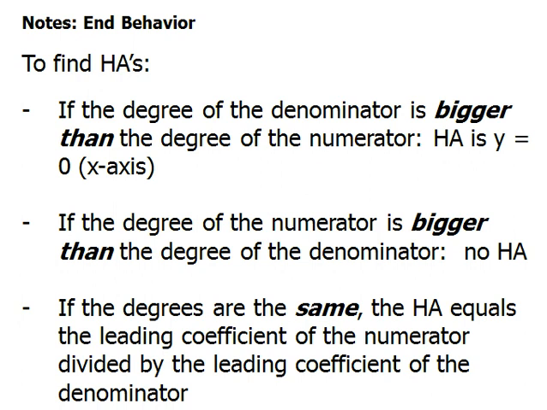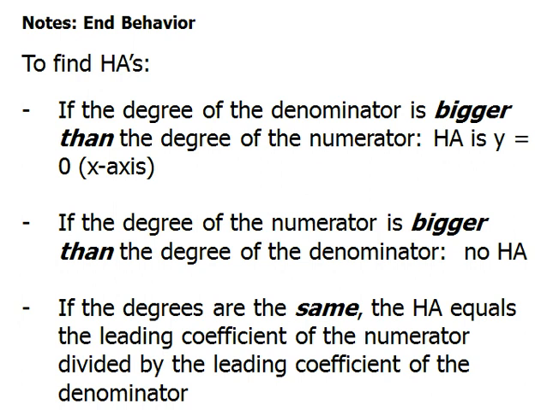The second situation we can come across is if the degree of the numerator is bigger than the degree of the denominator, then we have no horizontal asymptote. So if that leading term has a degree that is greater in the numerator than in the denominator, there's no horizontal asymptote. And in the last case, if the degrees are the same, say we have x squared at the top and x squared at the bottom, those are the leading terms, then the horizontal asymptote equals the leading coefficient of the numerator divided by the leading coefficient of the denominator. So those are the three different cases we'll come across.